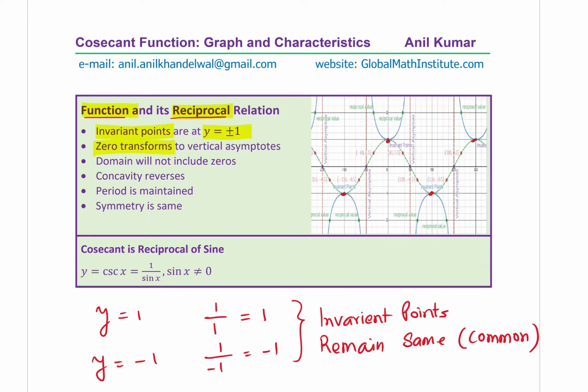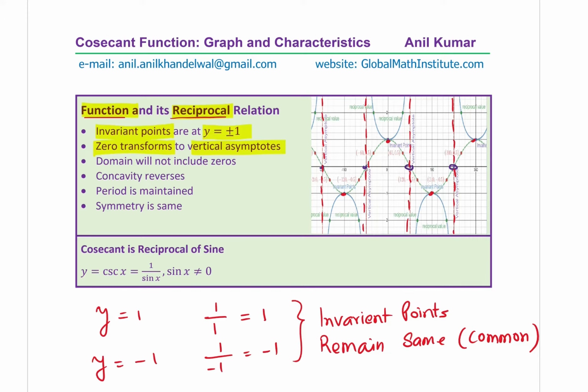The second important thing here is to look into zeros of the functions. The reciprocal of 0 will be translated to a vertical asymptote. So as you can see here, these are the zeros for the sine wave. Let me mark them with an open circle. So these zeros will be seen as the vertical asymptotes on the cosecant function. Do you see how they are related? Correct. So identify the invariant points where the y value is 1 or minus 1, and also the zeros. Zeros will become the vertical asymptotes as I am showing here now, and plus and minus 1 values will remain same in both the functions.